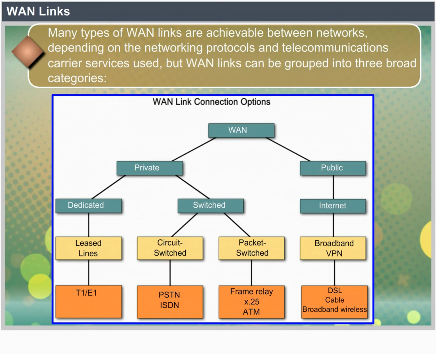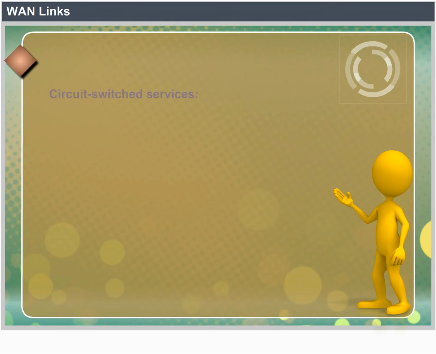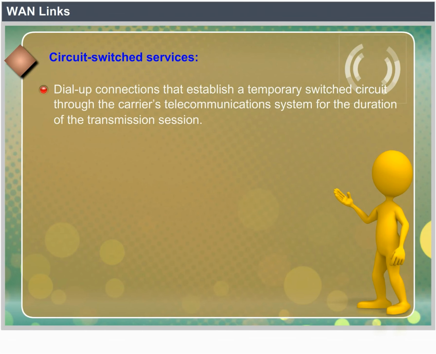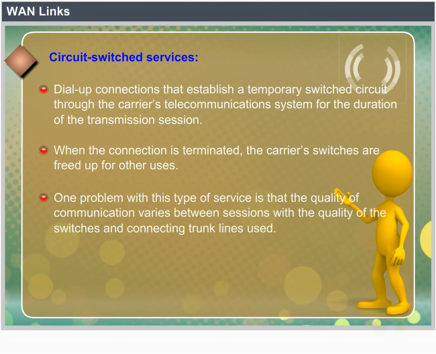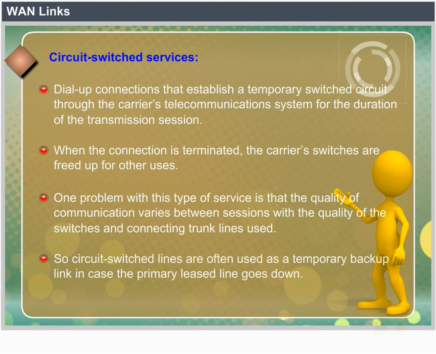Circuit switched services. Dial-up connections that establish a temporary switched circuit through the carrier's telecommunication system for the duration of the communication session. When the connection is terminated, the carrier switches are freed up for other uses. One problem with this type of service is that the quality of communication varies between sessions with the quality of the switches and connecting trunk lines used. So circuit switched lines are often used as a temporary backup link in case the primary leased line goes down.